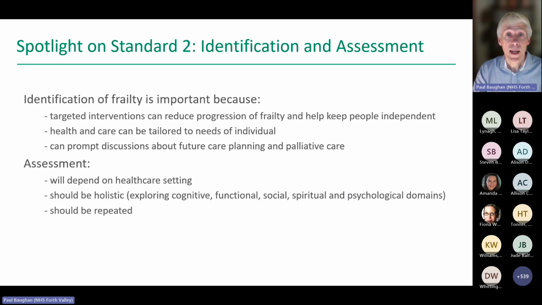Once frailty has been identified, an assessment of need should be undertaken. And how that happens depends on the setting. Of course, it will be easier to do a comprehensive geriatric assessment within a specialist hospital setting rather than during a short consultation within general practice. And so assessments will need to be tailored according to the setting and the experience of the health and care professional.